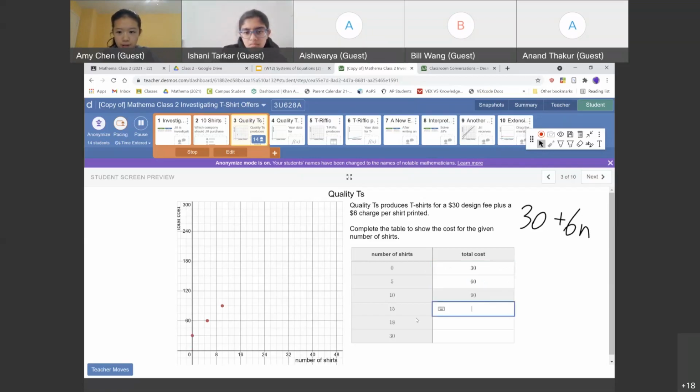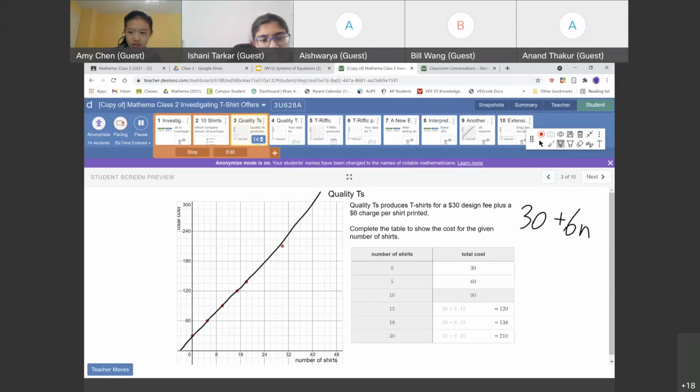And so for 15 t-shirts, it'd be $30 plus 6 times 15. For 18 it'd be 30 plus 6 times 18. And then for 30 t-shirts, it'd be 30 plus 6 times 30 dollars in total. So this shape is a line because this is a linear equation. We're modeling the relationship between the number of t-shirts and the total cost, so if we graph it, it will give us a line.